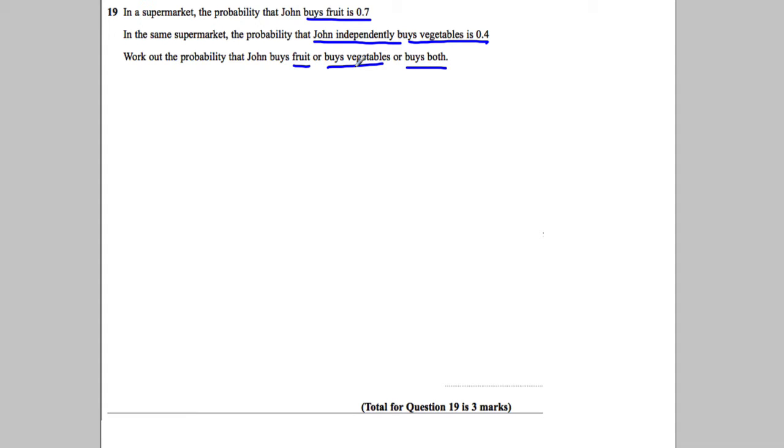Now, a question like this, when you hear independence and two events going on, it really lends itself to a tree diagram. So, the first thing is first. Your two possible cases, let's deal with the fruit case. He either buys fruit or he doesn't. So I'm going to write fruit, and I'm just going to write that means not fruit for me. Now, the probability he buys fruit is 0.7. Therefore, the probability he doesn't buy fruit, it must be the number that adds up to 1, the complement, it must be 0.3.